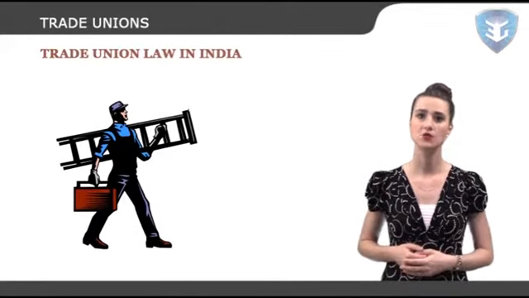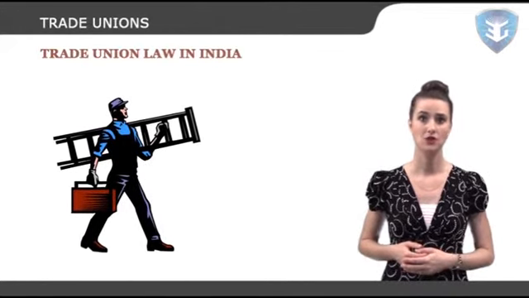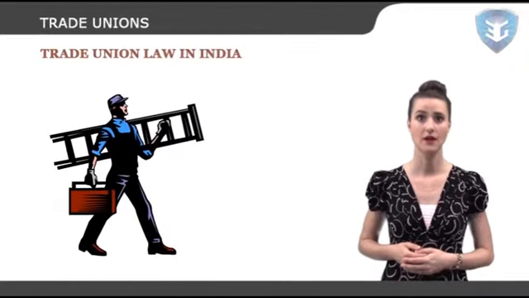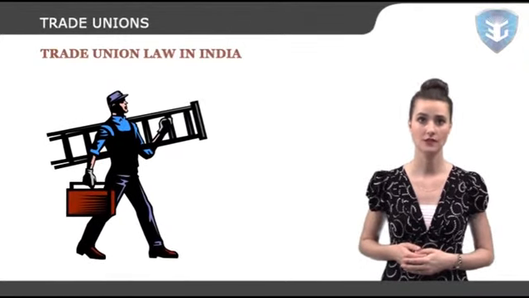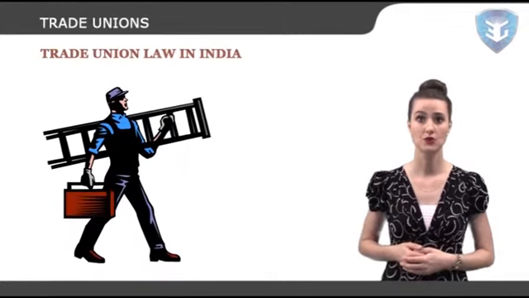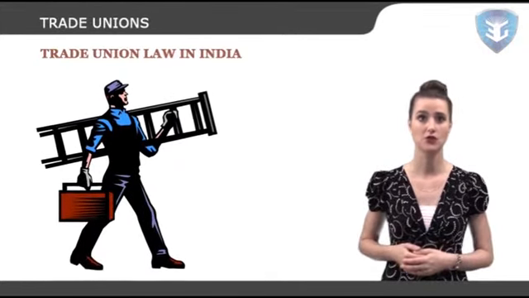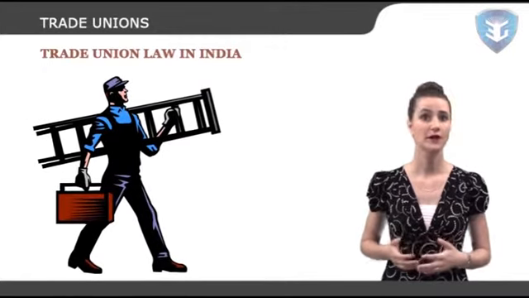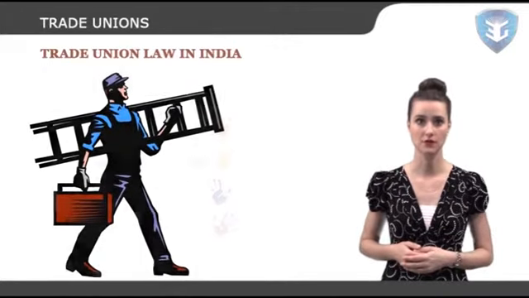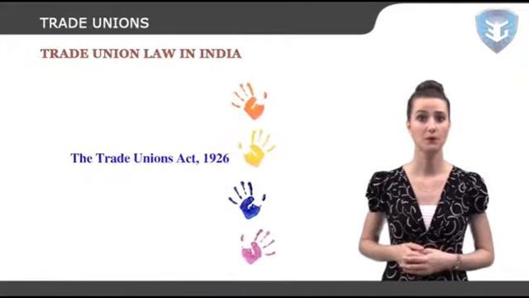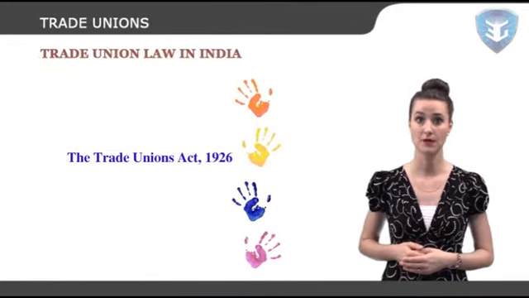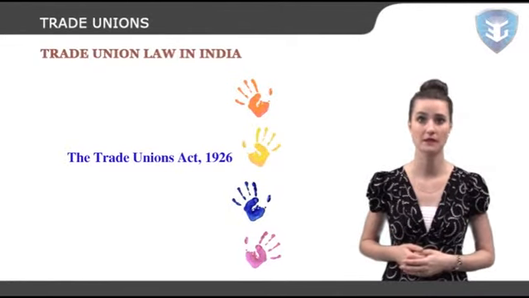In March 1921, Shri N.M. Joshi, then General Secretary of the All India Trade Union Congress, successfully moved a resolution in the Central Legislative Assembly recommending that government should introduce legislation for the registration and protection of trade unions. Opposition from employers to the adoption of such a measure was, however, so great that it was not until 1926 that the Indian Trade Unions Act was passed.